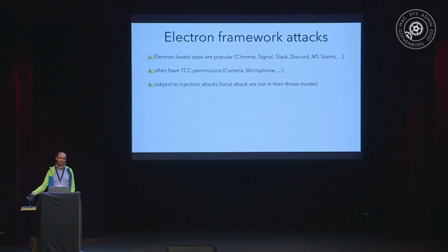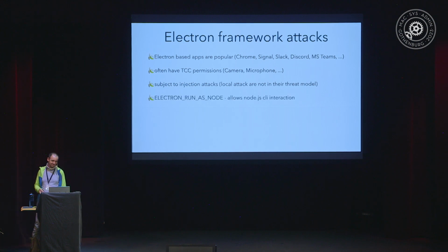I talked to the Electron guys, and they said, local attacks are not in their threat model. Okay. That means that you can set the ELECTRON_RUN_AS_NODE environment variable to 1, and then your application will start in an interactive shell. And basically, you can run anything inside it.